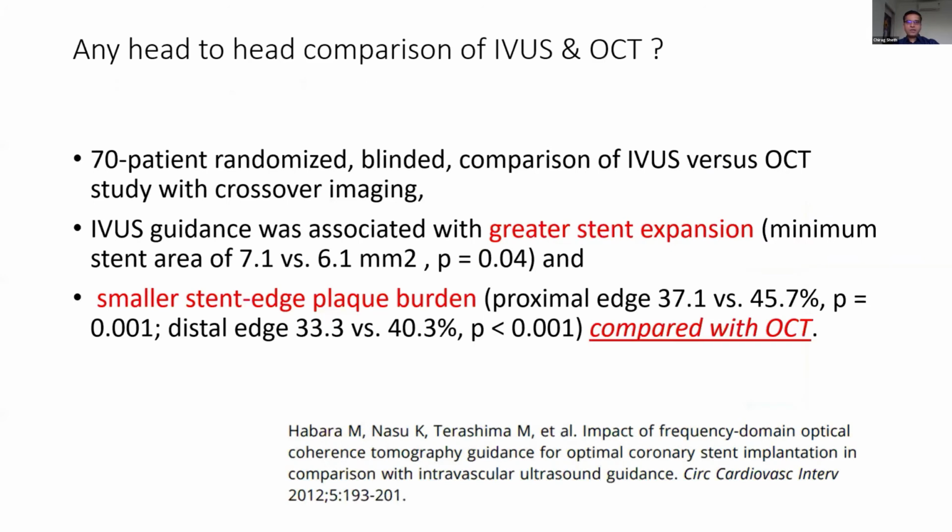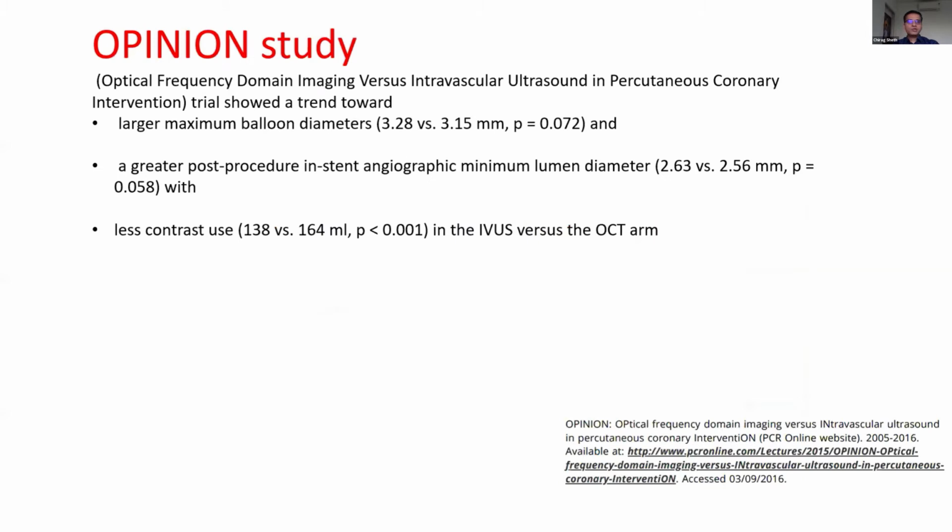So do we have any head-to-head comparison of IVUS and OCT? Yes, back in 2012, we had 70 patients randomized to IVUS and OCT. It showed that IVUS guidance was associated with greater stent expansion and smaller stent edge plaque burden compared with OCT. There was a trend towards larger maximum stent diameters and larger post-stent angiographic minimum lumen diameter. And there was less contrast use in IVUS versus OCT, which approximates to a median of about 20 ml, with a range extending up to almost 65 ml.